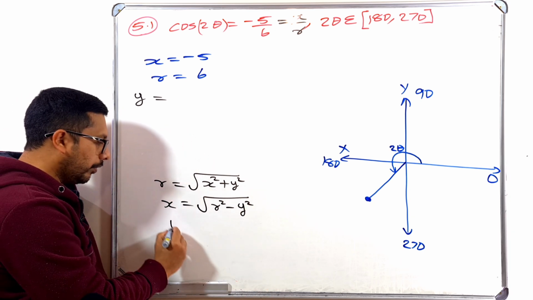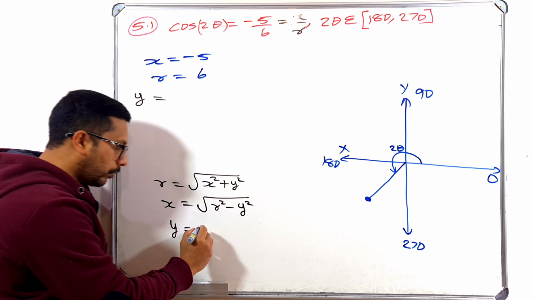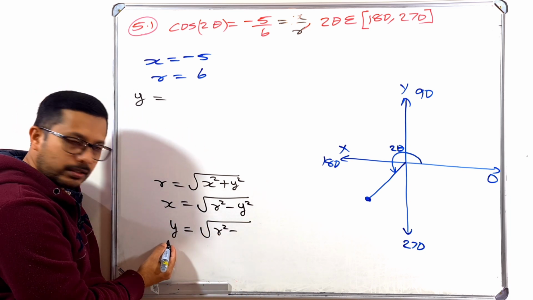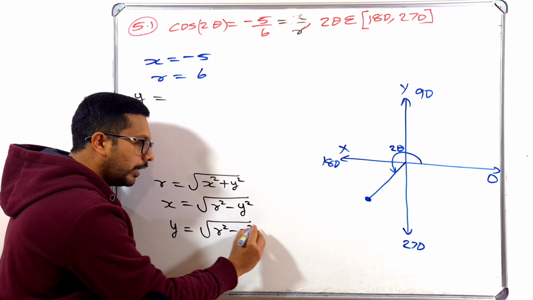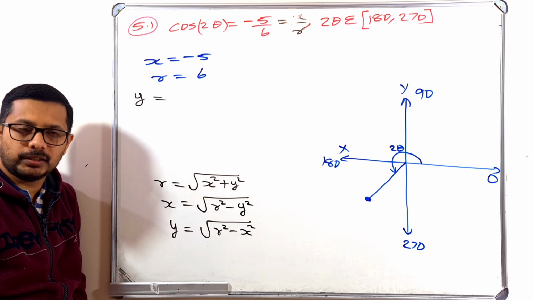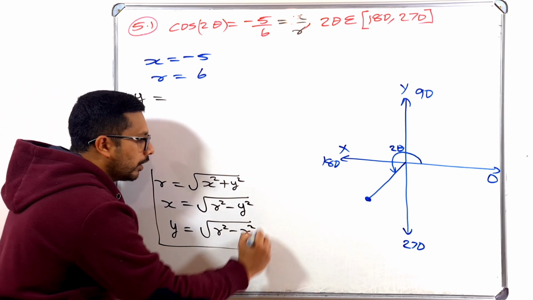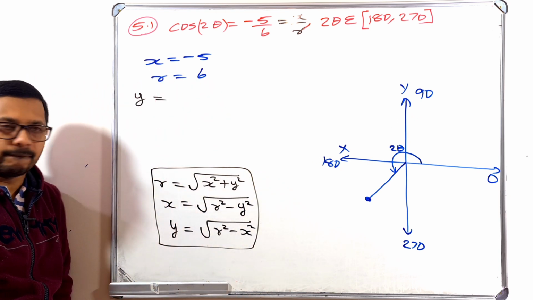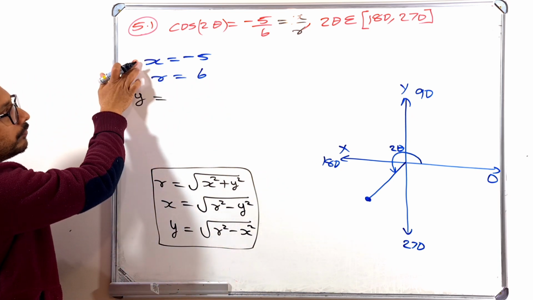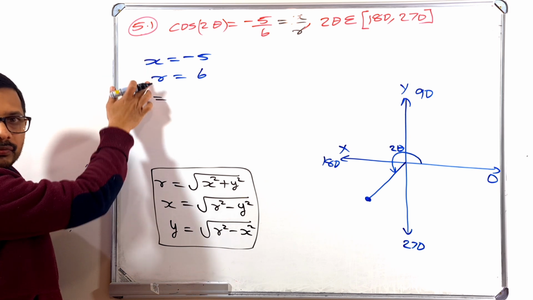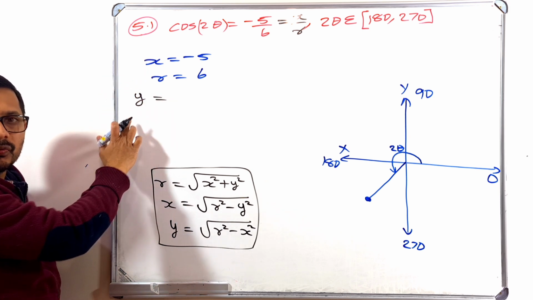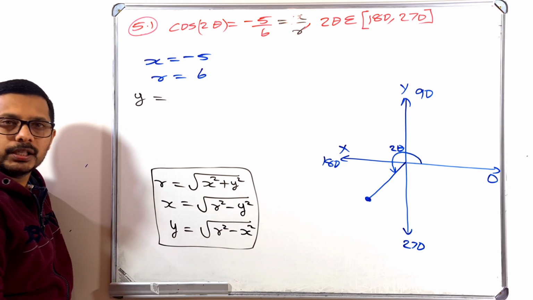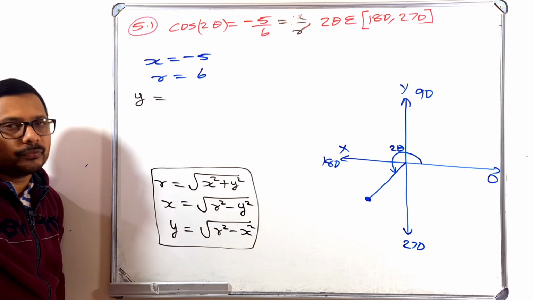Then if you want to find y, it is root of r square minus x square. If you remember this, then this type of question you can do easily. Here we know x and r, and we want to find y. So what do you have to remember? How to find y: root of r square minus x square. That must come from your mind.